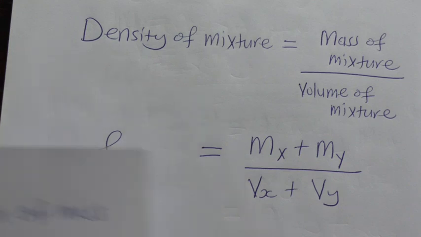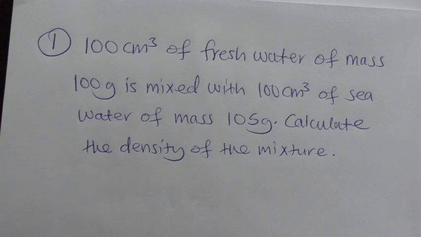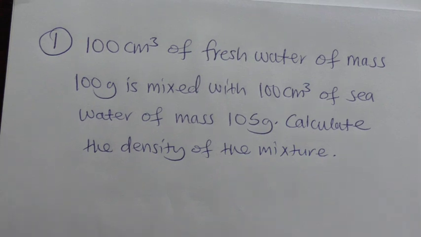We come to the example. We are looking at density of a mixture. In our first example, we are told that 100 cubic centimeters of fresh water of mass 100 grams is mixed with 100 cubic centimeters of seawater whose mass is 105 grams. They want us to calculate the density of the mixture.